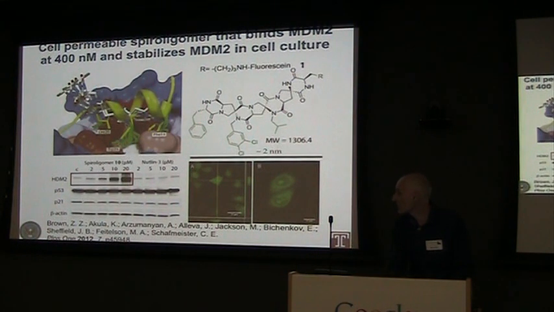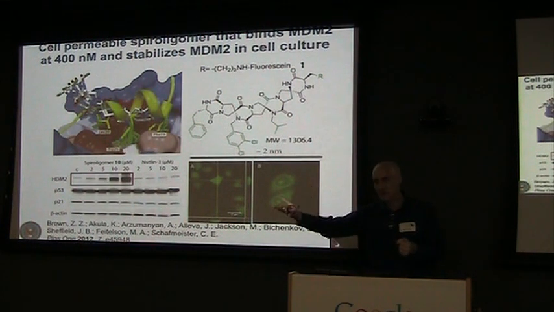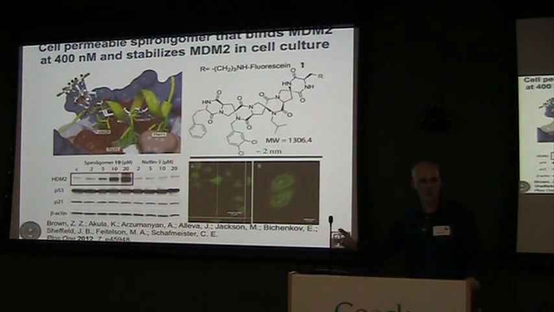So if you make a molecule that jams into this groove and prevents the policeman from binding in there, then you can allow it to do its job and you can potentially treat cancer. Roche has been developing a molecule called Nutlin, and it went into clinical trials and failed for a couple of reasons.